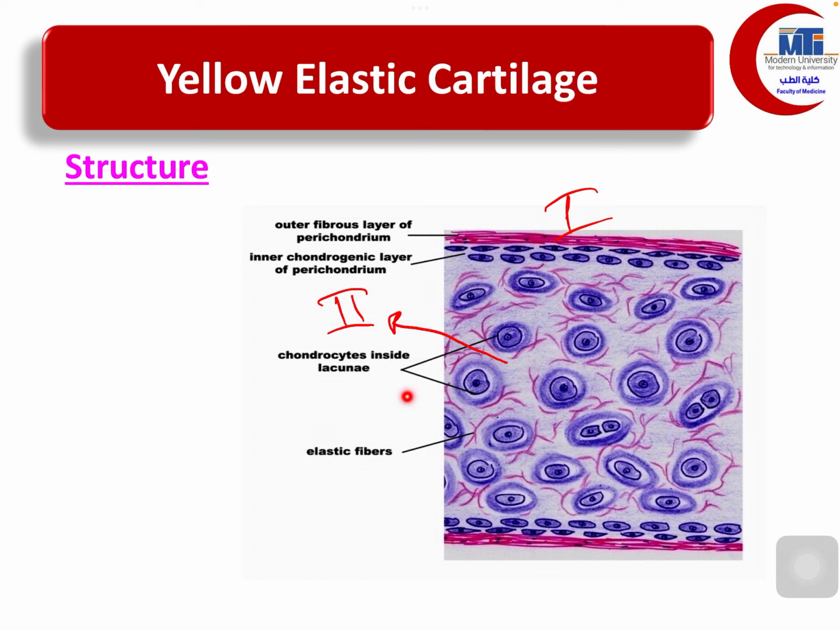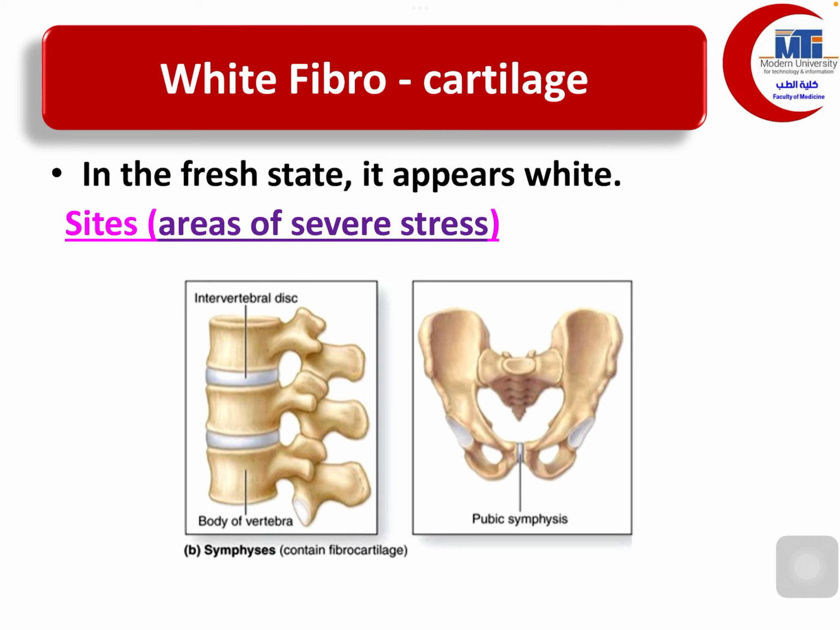Okay, but in the yellow elastic cartilage, we can find, in addition to the collagen type 2, which forms the regular substance of the cartilage matrix, elastic fibers in between the cartilage cells. Okay, so that's the structure of the yellow elastic cartilage.